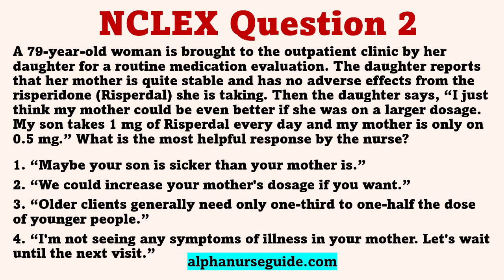The correct answer is 3. Elderly clients are typically on lower dosages of antipsychotic medications due to the metabolic changes of aging. Comparing dosages is not relevant. Each client is unique in metabolizing medications. Changing medication dosages is based on an assessment of illness symptoms and the adverse effect profile, not on family preferences. Urging the daughter to wait discounts her concerns and gives no rationale for waiting.